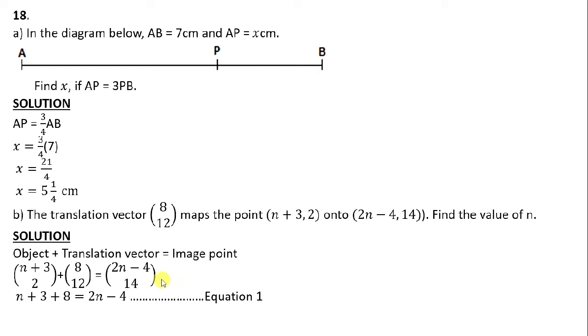So we are going to substitute. Where there's the object, we'll put n plus 3 and 2 in column vector form, plus the translation vector, should be equals to the image point, which is 2n minus 4, and then we have 14. So when you substitute them, what you're supposed to do is to solve what is on top on its own and solve what is on the bottom on its own. So we will solve for n. We'll say n plus 3 plus 8 should give us 2n minus 4.